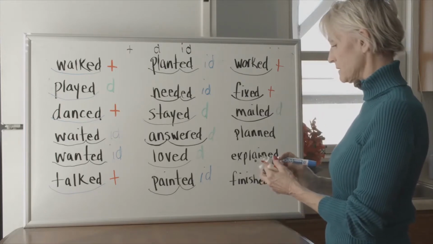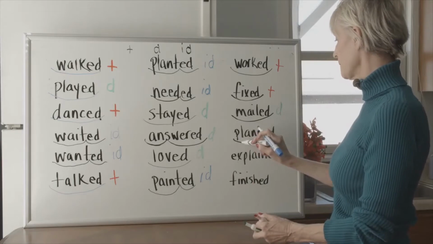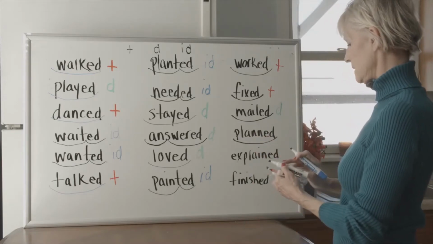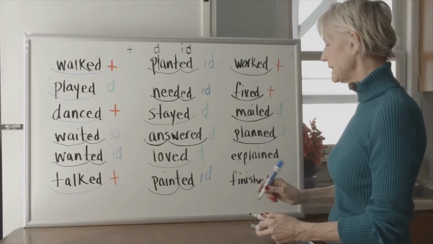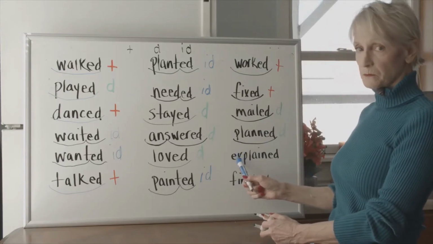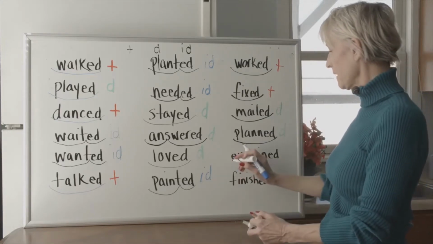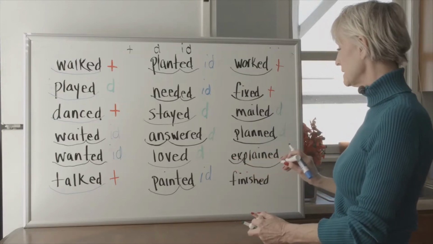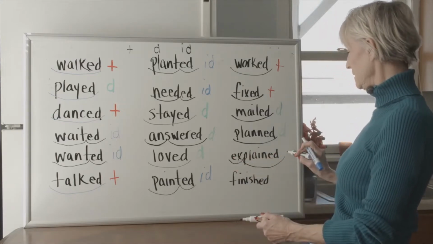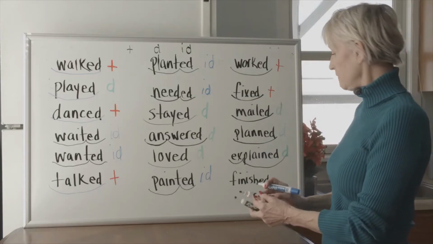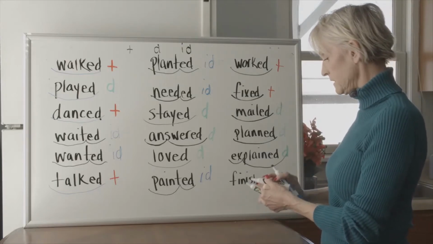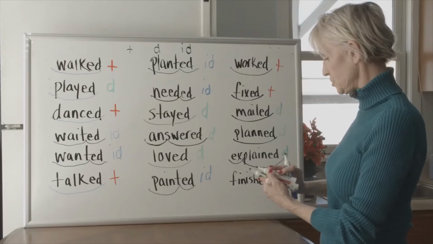Planned, one syllable, and it's a D. Explained. Two syllables, but the syllable is here. Explained, and it's a D. Finished. Finished. It's a T at the end. Finished.